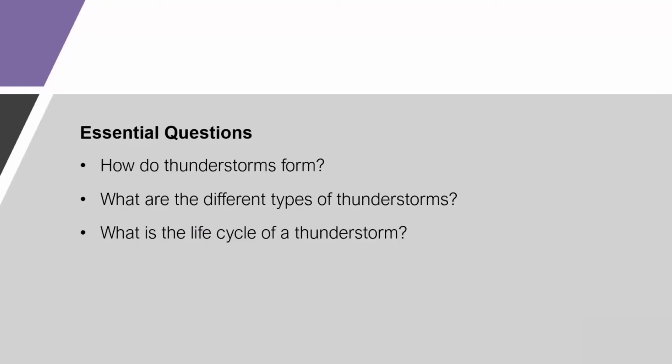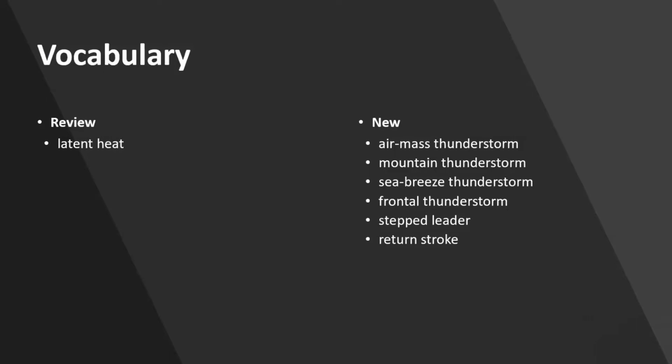The essential questions for this section you should be able to answer by the end of this presentation. How do thunderstorms form? What are the different types of thunderstorms? And what is the life cycle of a thunderstorm? Your vocabulary for this section is, as shown here, air mass thunderstorms, mountain thunderstorms, sea breeze thunderstorms, frontal thunderstorms, stepped leader, and return stroke. And those last two are specifically referring to lightning.